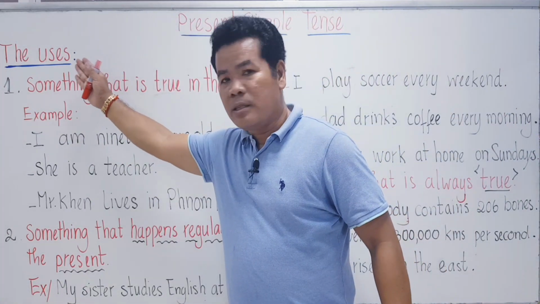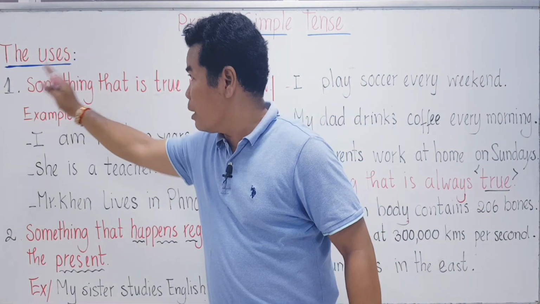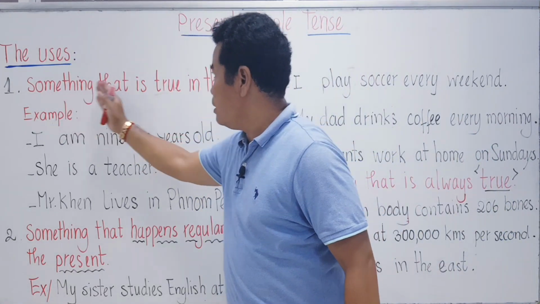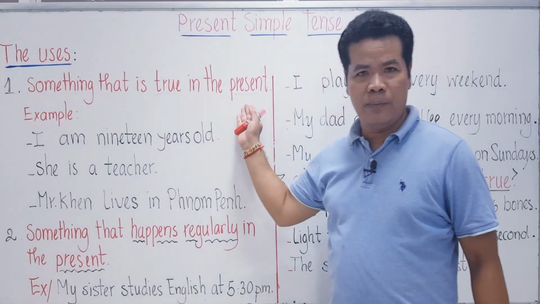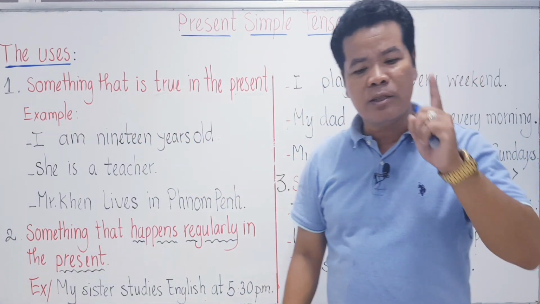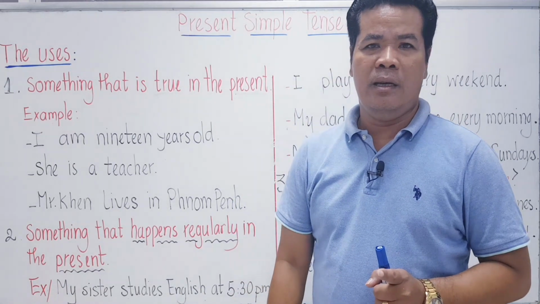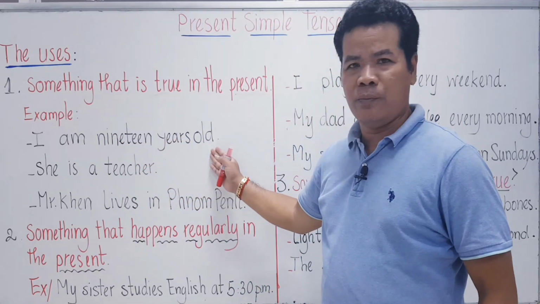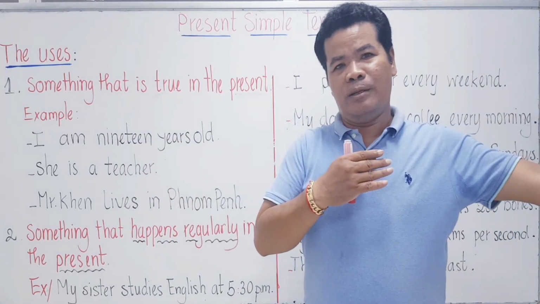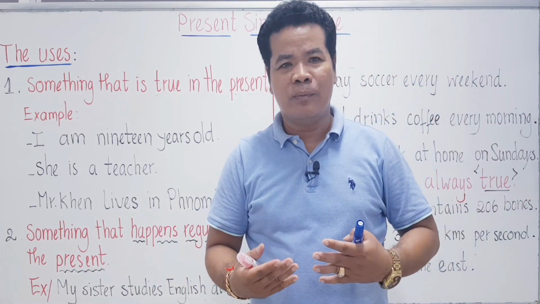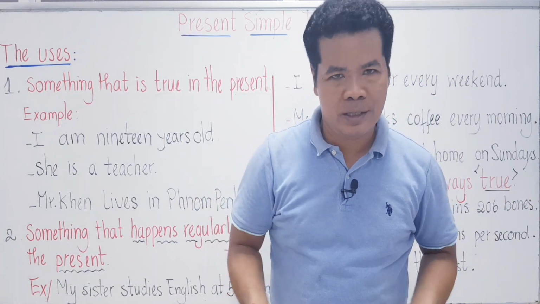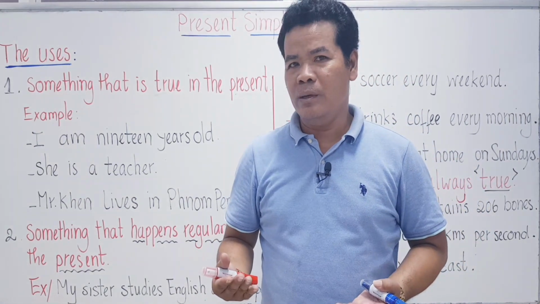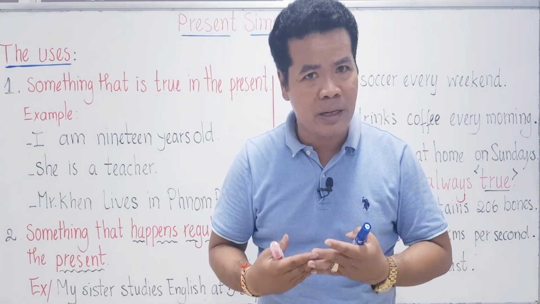The uses of the present simple tense. Use number 1. We use the present simple tense to talk about something that is true in the present. Okay? Example, I am 19 years old. For the last 2 years, for last year, you don't care about how old I was. But only at the present time, I am 19 years old. This is the present. It's true in the present.